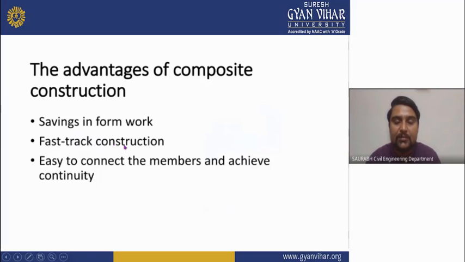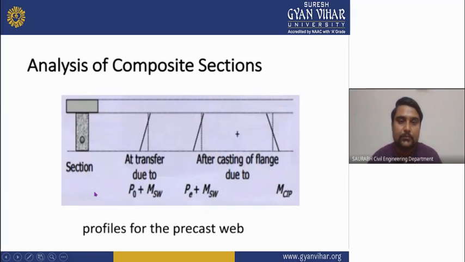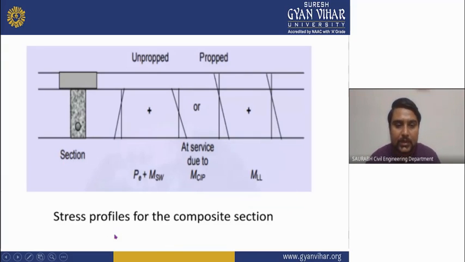Now we will see the advantages of a composite section. It saves formwork, allows fast track construction, and makes it easy to connect the members and achieve continuity. For the analysis of a composite section, you will see the section and the diagram for stress and strain. And this image is showing the stress profile for the composite section, which you can see here.